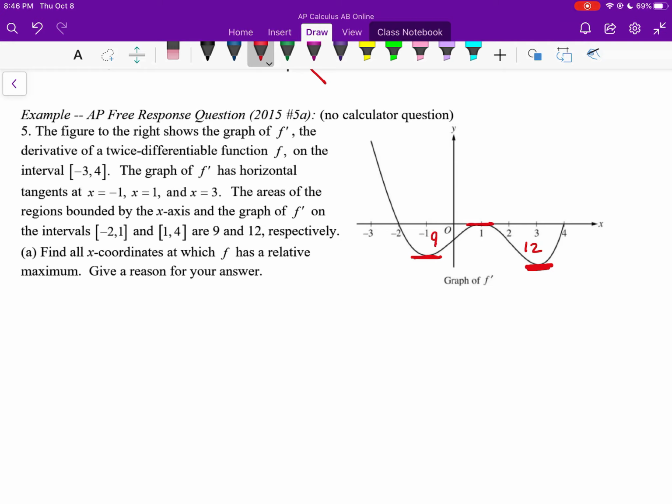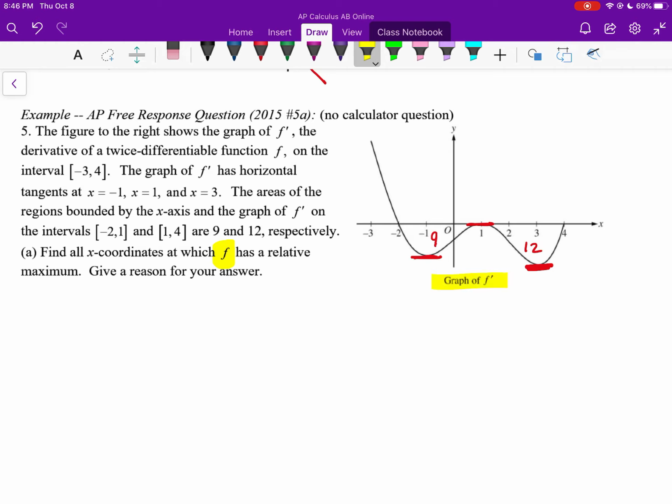Part A, they want us to find the x-coordinate at which f, graph not shown, has a relative maximum value, and then they want us to give a reason for your answer. If you truly learn how to find maximum values, you'll say, hey, I've got to go find where the derivative of this function changes from positive to negative. These questions are super easy.